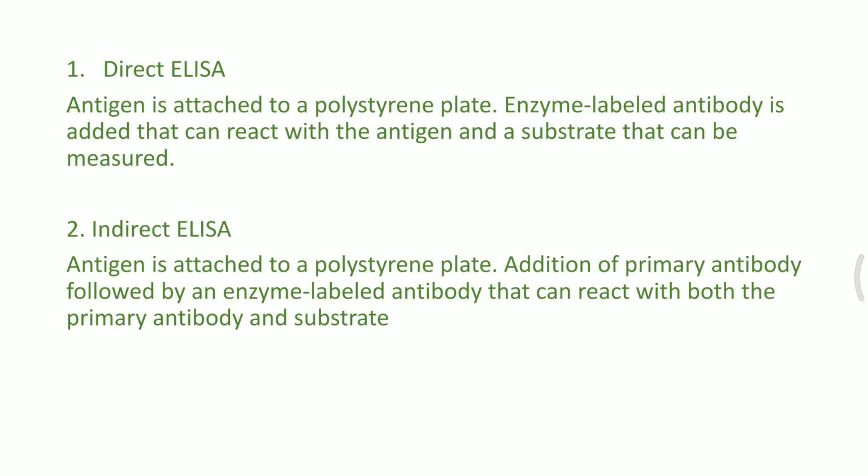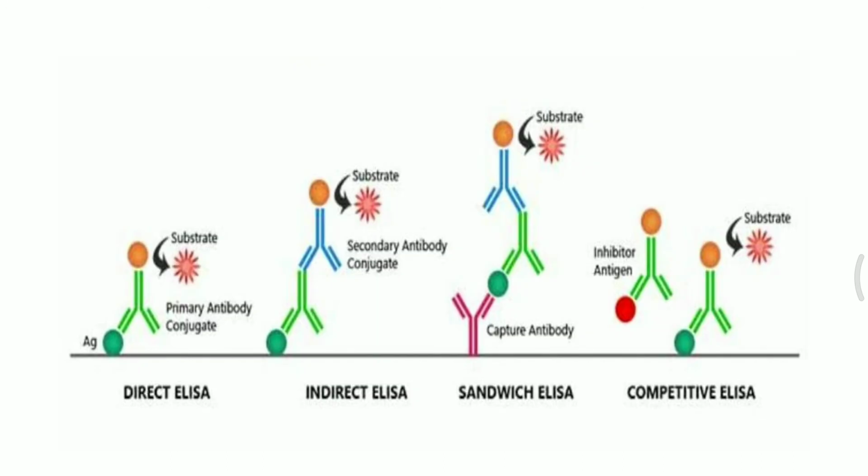Second is indirect ELISA. In this, antigen is attached to a polystyrene plate. Addition of primary antibody followed by an enzyme labeled antibody is done that can react with both the primary antibody and substrate. You can see at first antigen is attached, then after first antibody, the green antibody is the first antibody. In the second phase, second time what we do is we add secondary antibody, and this secondary antibody is a conjugate because it is bound with the enzyme.